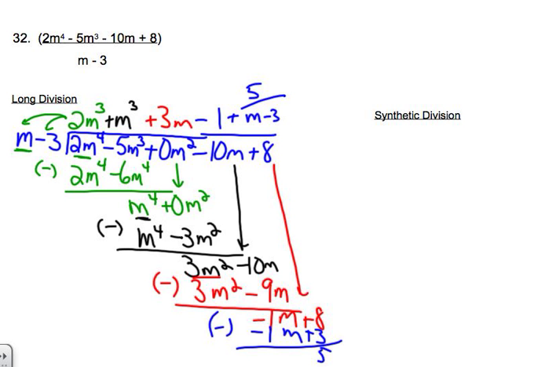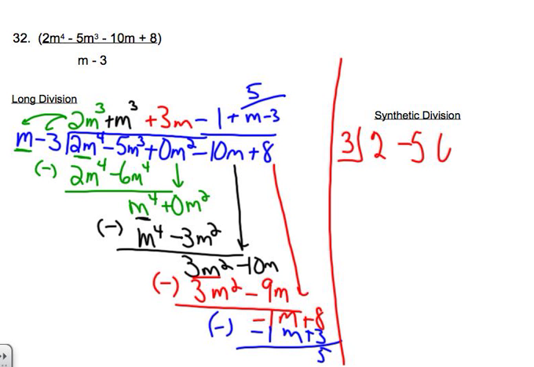Now with synthetic division, we should get the same answer. It's just done a little differently. Inside of the box will go the opposite of m minus 3, which would be 3. And then you have to use your coefficients: 2, negative 5, 0 because there's no m squared term, negative 10, and 8. Skip a line, draw a line. Bring down the 2, and now you're ready to do synthetic division.